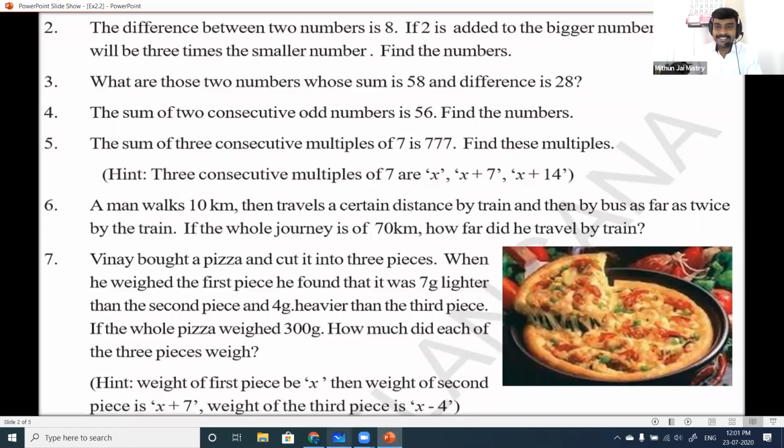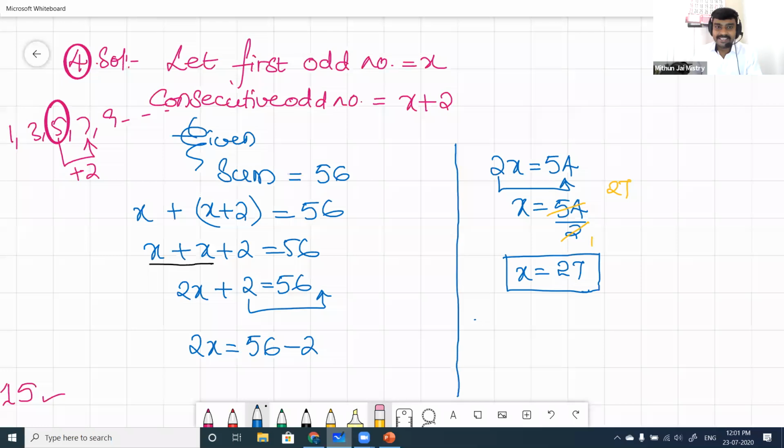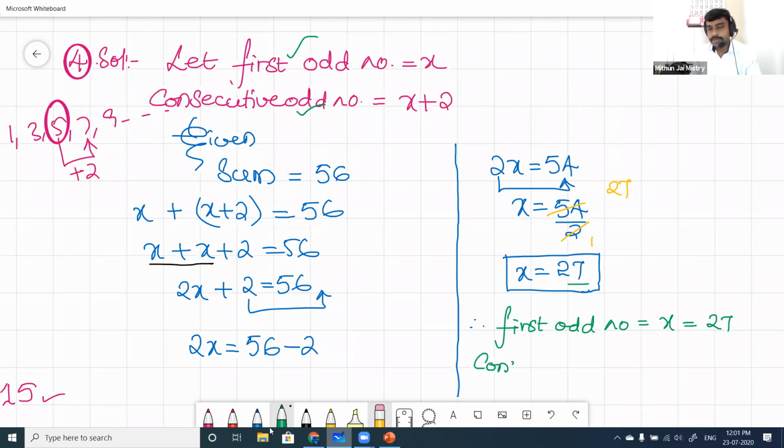So here, let me write the numbers. Therefore, at last we can write: first odd number is x, and x we got as 27. Then we got the consecutive odd number. Please write consecutive odd number or next odd number, that's up to you. Consecutive odd number is equal to x plus 2. So x is 27, so it will be 27 plus 2, which is 29.